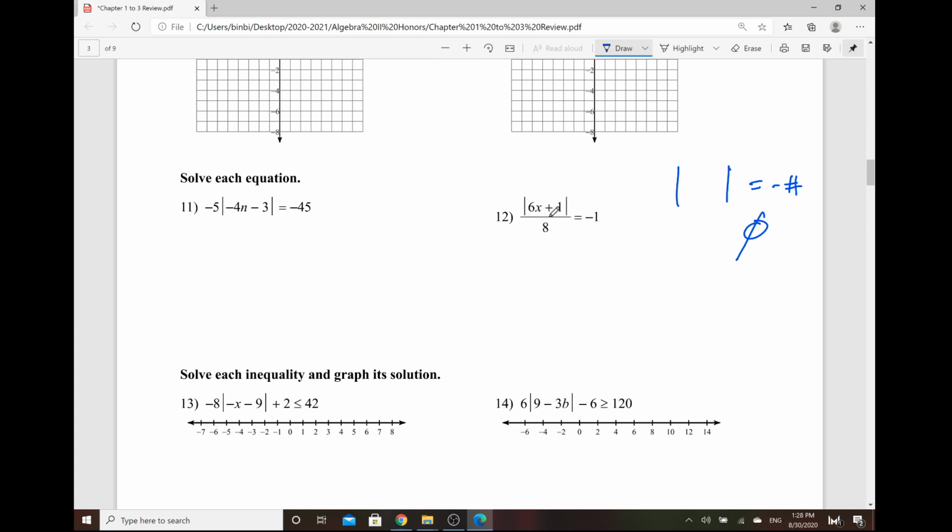Like this one here, if you multiply both sides by 8, we have the absolute value of 6x plus 1 equals negative 8. So that means there's no solution. Anytime you find a negative number and the absolute value quantity is being isolated, that means there's no solution at all.